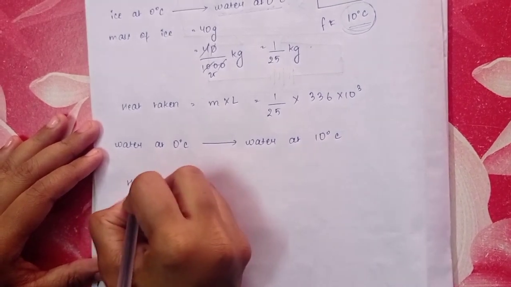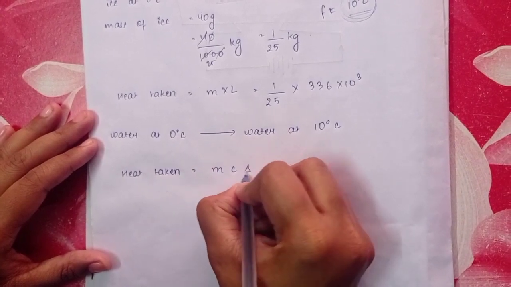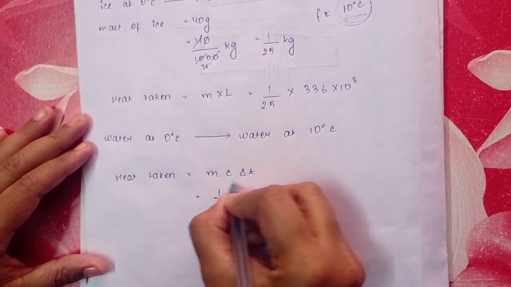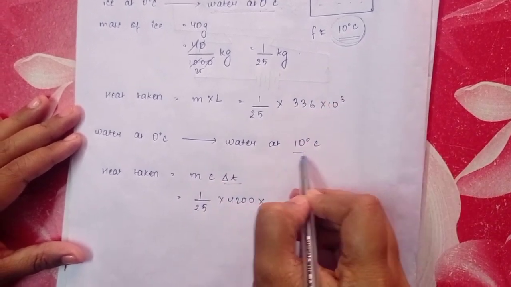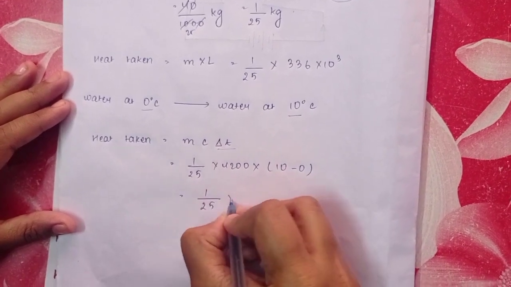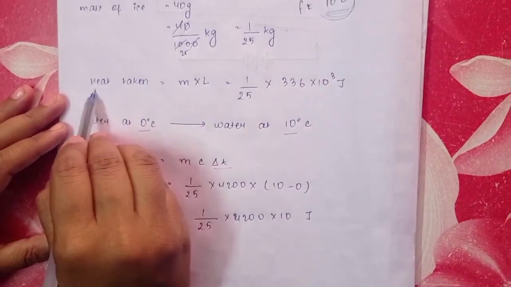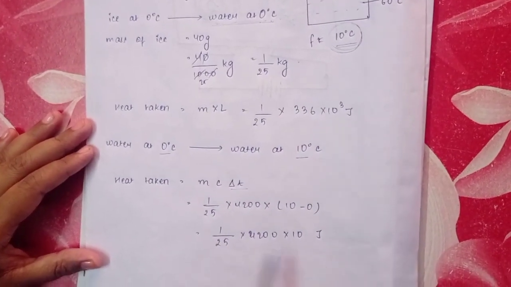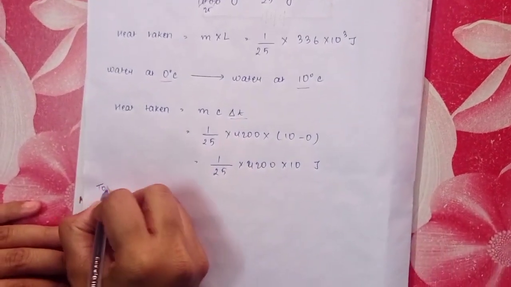So our heat taken will be equal to m into C into delta T. So the mass of ice was 1 by 25. The value of C over here is 4200 joule. Del T is 10 minus 0. So 1 by 25 into 4200 into 10 joule. So this is the heat taken by ice while converting to water at 0 degrees Celsius, and this is the heat taken by water at 0 degrees Celsius to convert to water at 10 degrees Celsius. So what is the total heat taken?